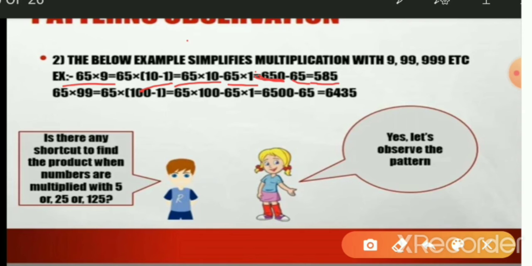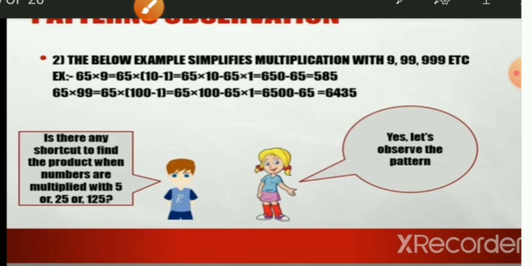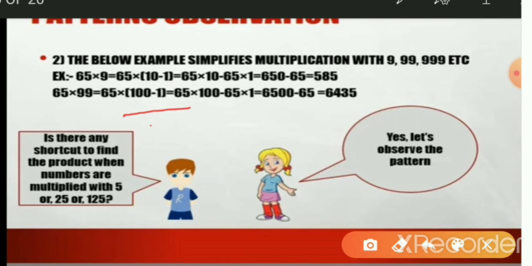Now our next sum is 65 multiply with 99. So instead of writing 99, we will write 100 minus 1. So in the same manner we will do in the second sum. First we will multiply 65 with 100, and then we will multiply 65 with 1. So 65 multiply with 100, minus 65 multiply with 1.